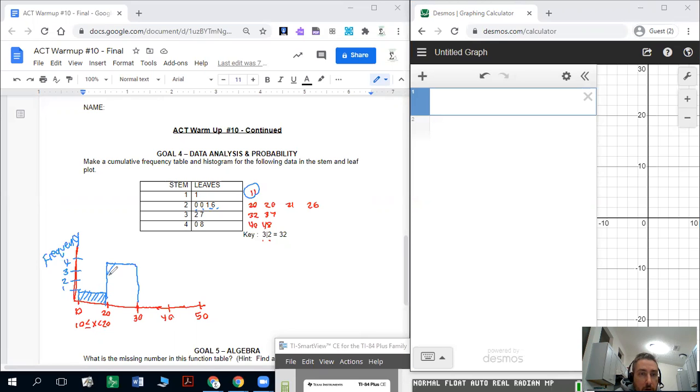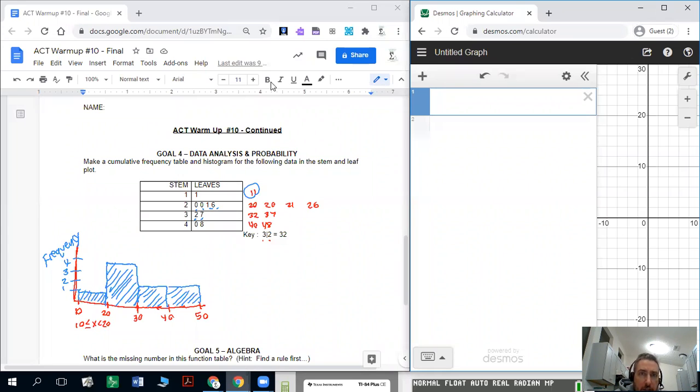Now you can make your bars narrower too. You can go by 5s, whatever you want. I'm just doing 10s. I have 2 here. So I'm going to count that up to 2. And I have another 2 here. So that would be a histogram.